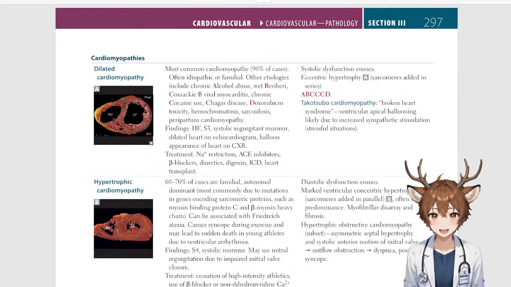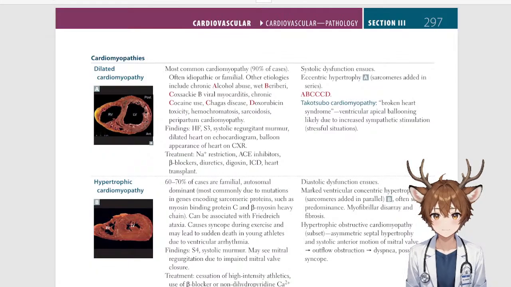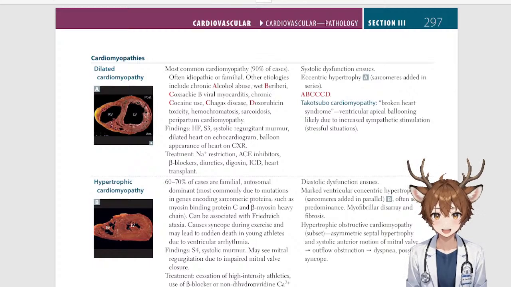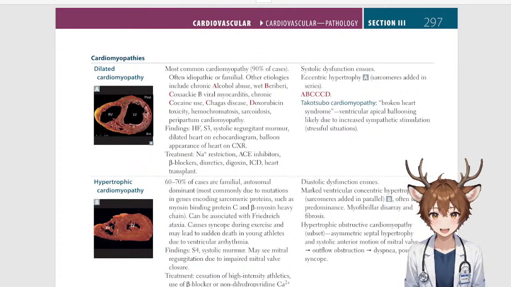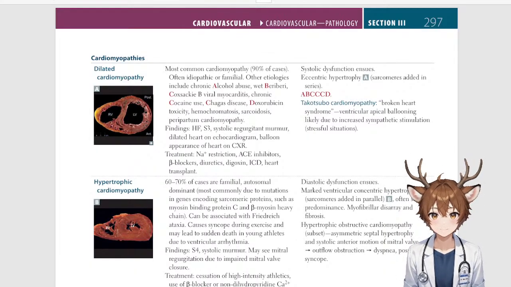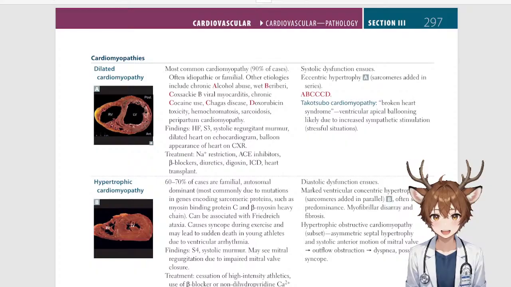So what about third degree block, which is called a complete block or a complete AV block? P waves and QRS complexes rhythmically dissociate. Atria and ventricles beat independently of each other. Atrial rate is greater than the ventricular rate. It may be caused by Lyme disease. Treatment would be a pacemaker.